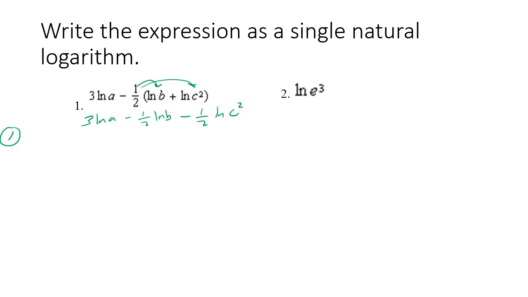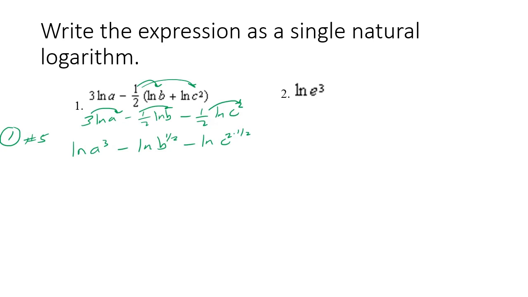Okay, so now let's get started. So number 1 is applying property number 5. So we're going to apply property number 5, apply property number 5. And that gives us natural log a to the 3rd minus natural log b to the 1/2 minus natural log c to the 1/2 times 2, times the 1/2. Okay, and we can continue from here.